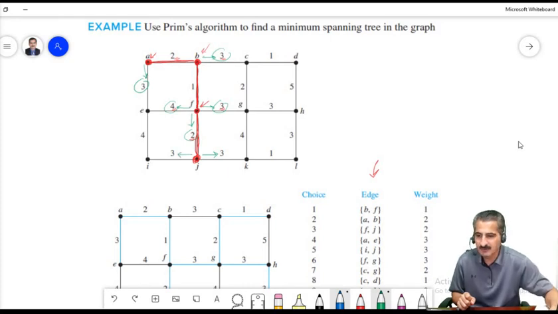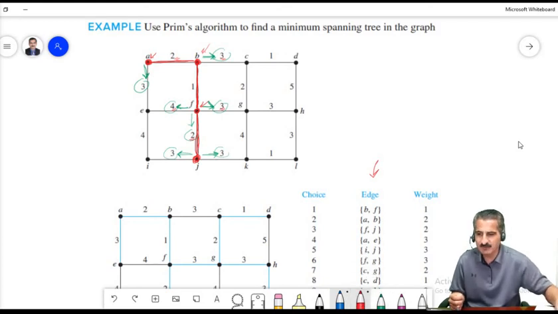Now I have an eye on B. I can see 3 from F, and I see 4. And from A, I see 3. And from G, I see 3, and I see 3. Okay, so the minimum weight is 3, and it is repeated 5 times. I can choose any of them.